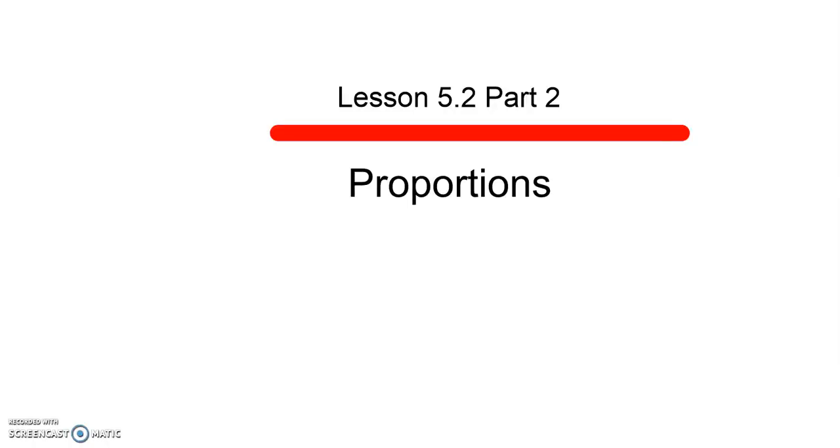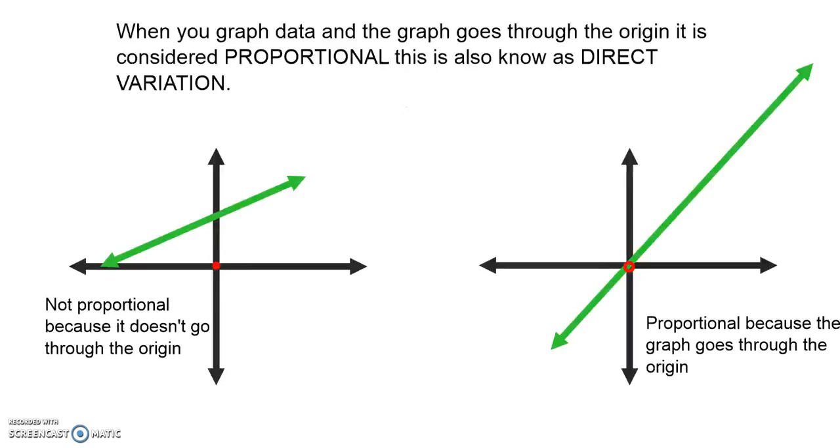Okay, lesson 5.2, part 2, proportions. Okay, and here's just a little note page. When you graph data and the graph goes through the origin, it is considered proportional. This is also known as direct variation. So this one, when it goes through the origin, is proportional. This is an example of it not being proportional.